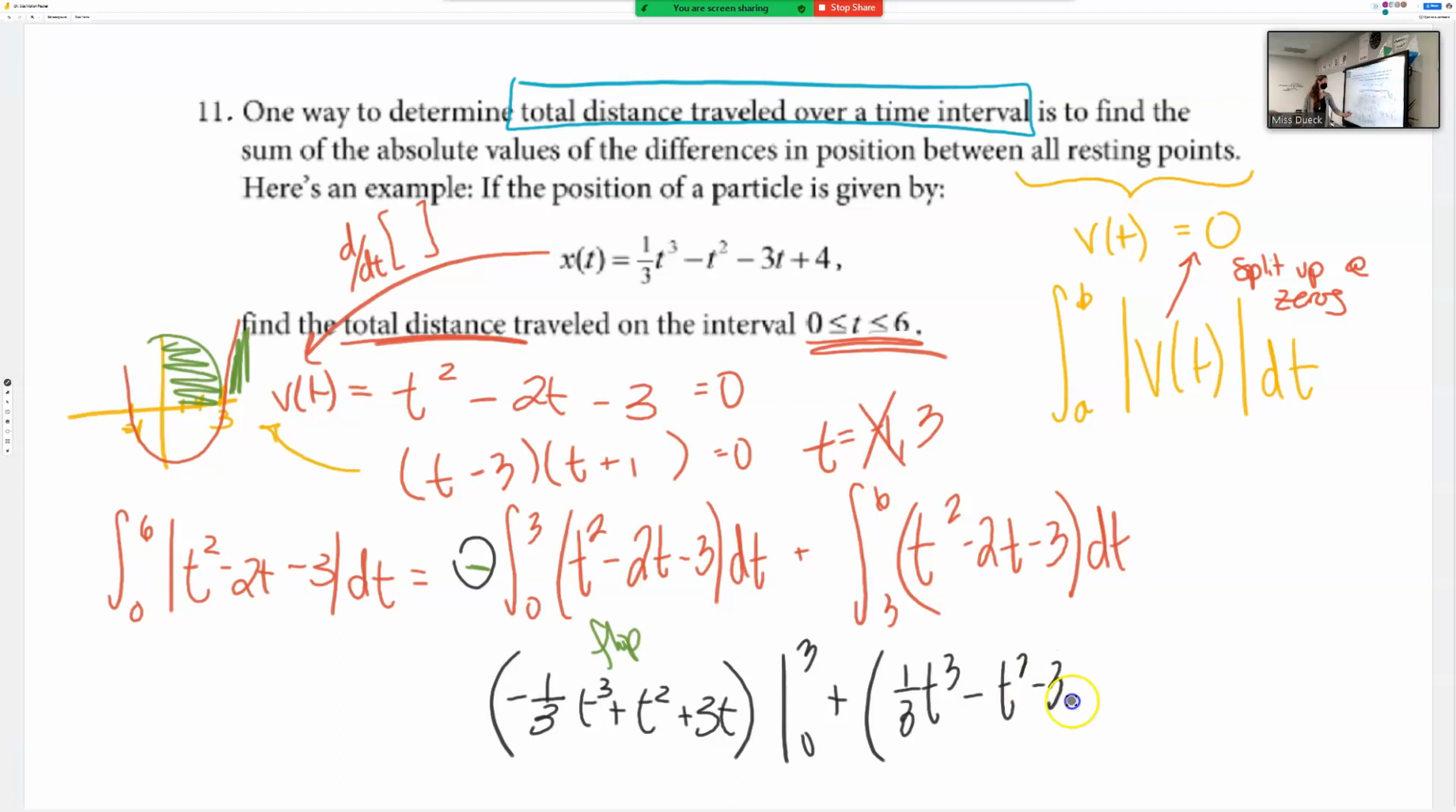Minus 3t. I could be putting the plus 4, but those are going to cancel anyway, so it doesn't really matter. Then all I need to do is the fundamental theorem of calculus. But what would that end up being?